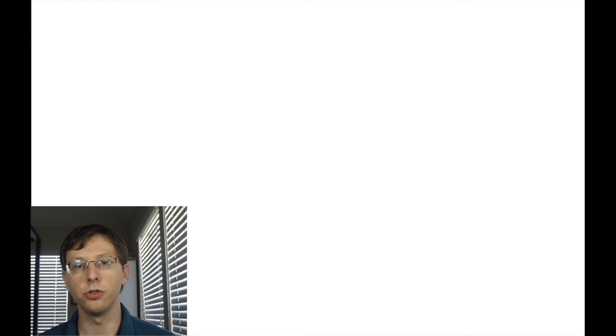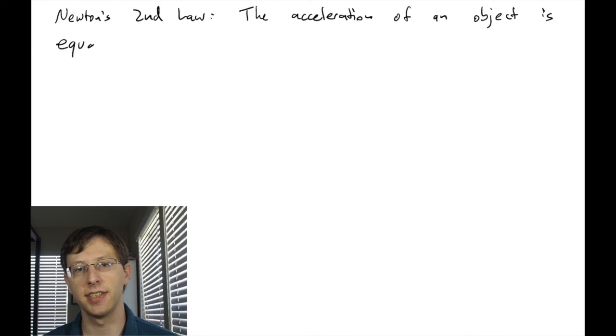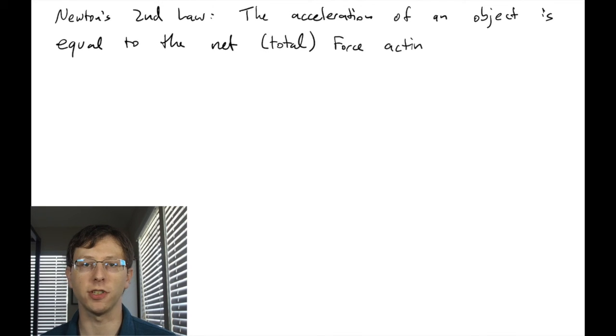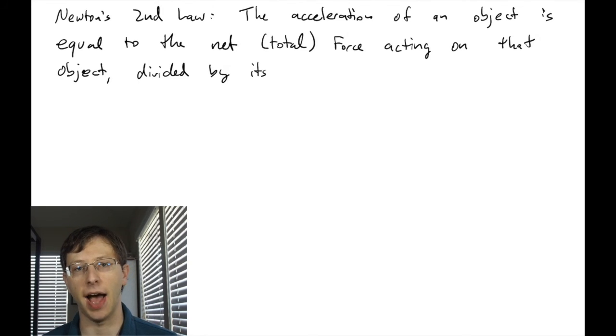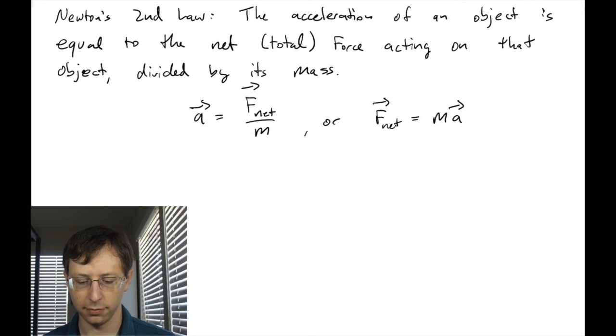Okay, so Newton's second law then is that the acceleration of an object is equal to the total force on that object divided by its mass. So we can show the equations for that. The acceleration vector is equal to the force vector divided by the mass, or you might have seen it more commonly shown as the total force is equal to the mass times the acceleration.